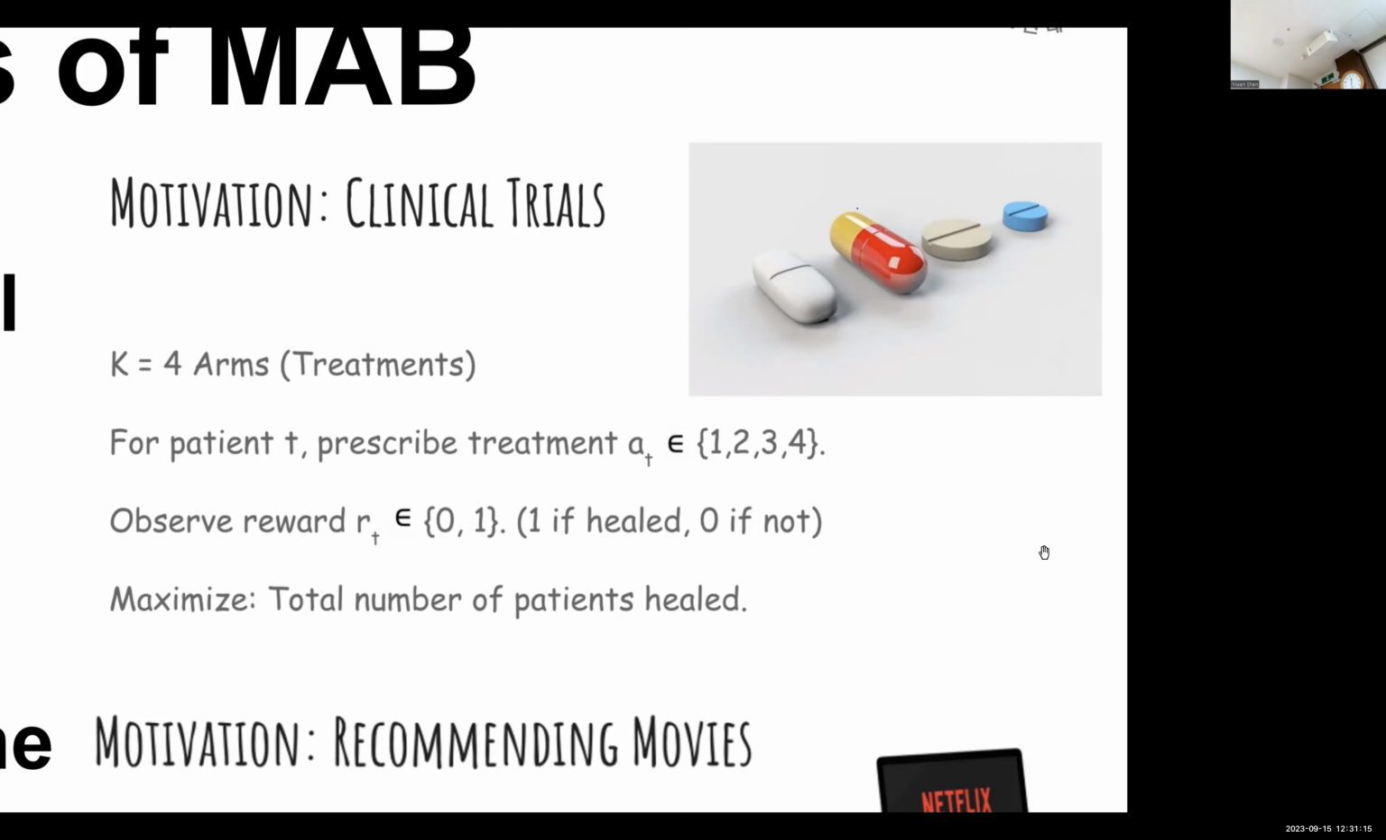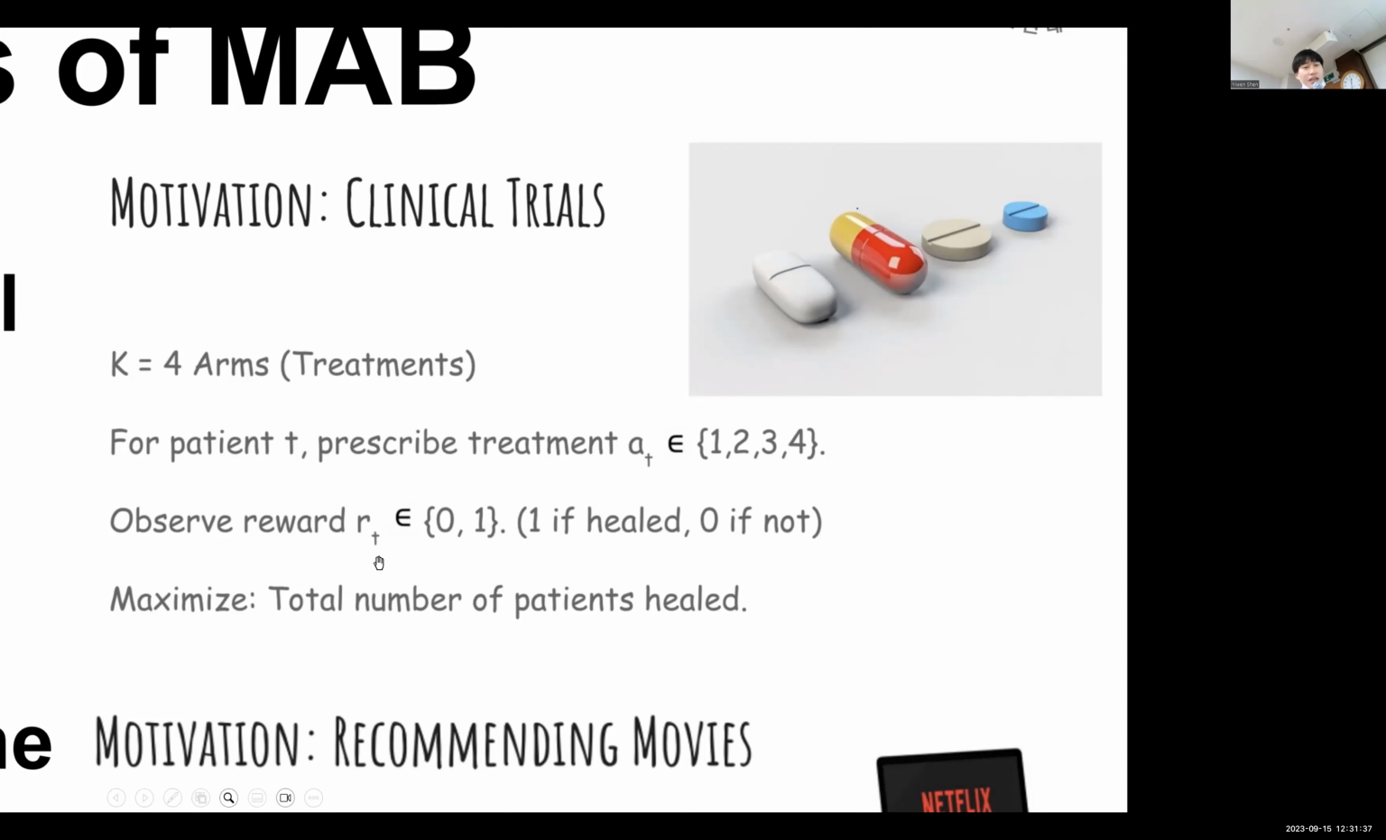So for patient T, this T is like the time step. So if you have 1,000 patients, it means that you will try 1,000 times, right? I mean, if you have unlimited patients or enough patients, you have a statistical value to see which one is the best. Then observe the reward RT.